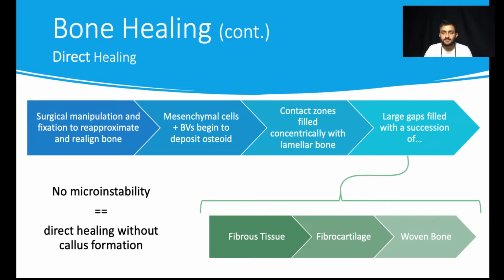And what are contact zones? They're essentially just closely approximated areas within the fracture. So when you think about a fracture, when you try to reapproximate everything, you might get pieces that do fit together just like the part of a puzzle, but some pieces might have kind of broken off. And so we have these gaps, and those interfragmentary gaps are the large gaps that are filled in step 4 with a succession of fibrous tissue, fibrocartilage, and woven bone. But the big principle here is that via surgical manipulation and rigid fixation, the fact that we'll have no microinstabilities is going to result in direct healing without the callus formation.